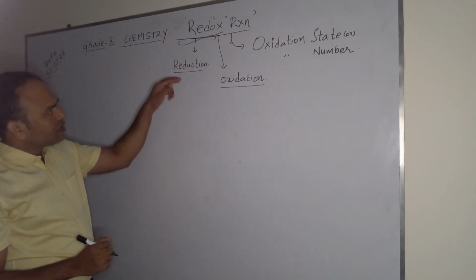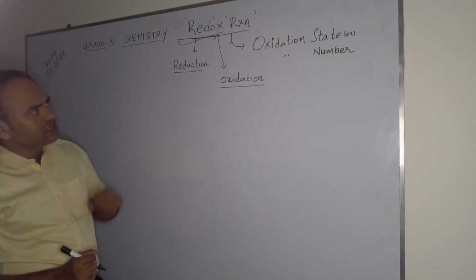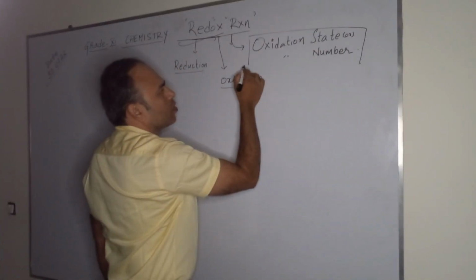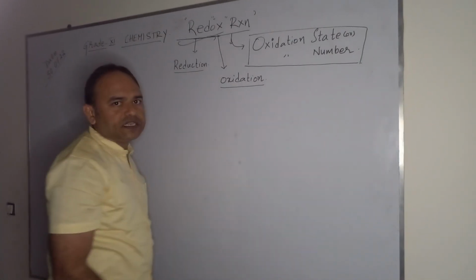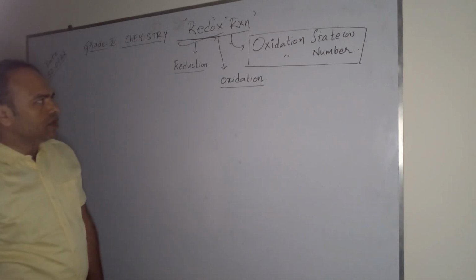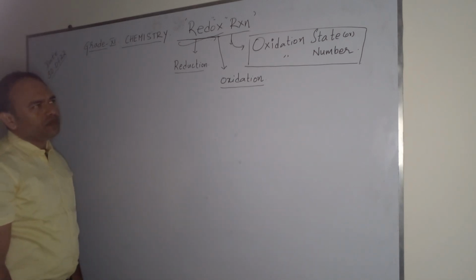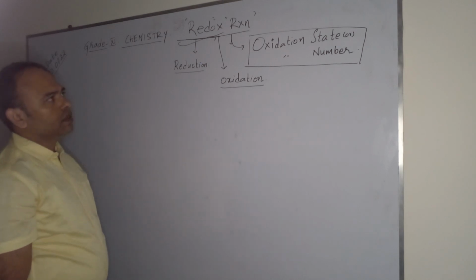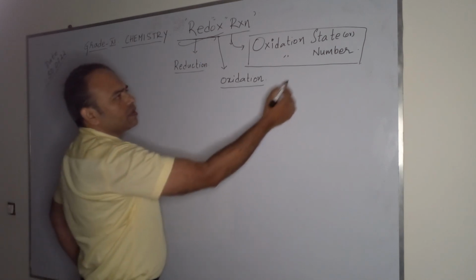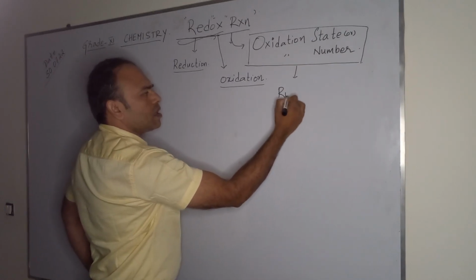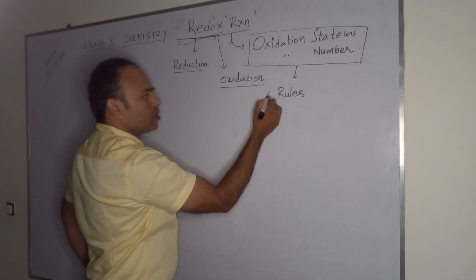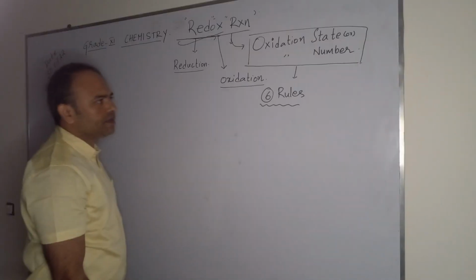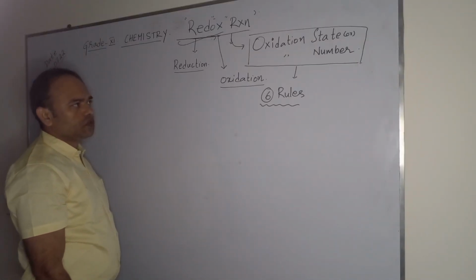Now, to know what is reduction and what is oxidation, we have to identify what is oxidation state. Now let us go in depth. What do you mean by an oxidation state and oxidation number? So let us have some rules. There are totally 6 rules to find out the oxidation state.